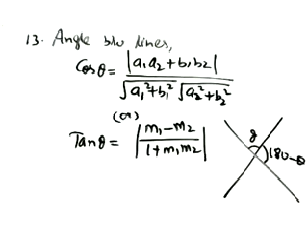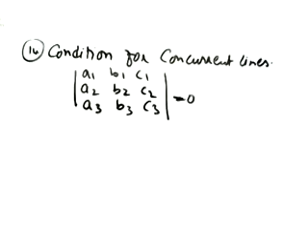Now the condition for concurrent lines is the determinant with rows a1 b1 c1, a2 b2 c2, a3 b3 c3 equals 0. Or we can solve two lines and substitute the point of intersection in the third line for concurrent lines. Now these are the basic concepts and formulas of straight lines.